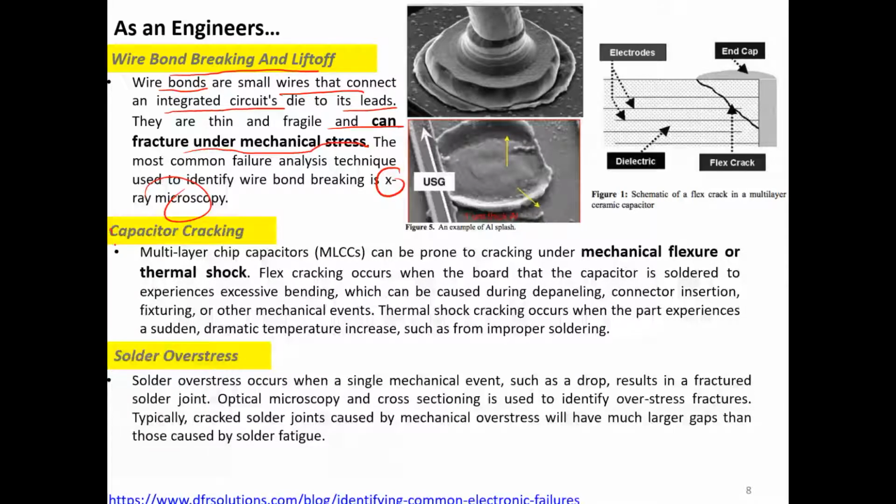And another one is capacitor cracking. So we have here an MLCC, multi-layer chip capacitor. It also can crack. It can also fail under mechanical flexure or thermal shock. For example, this is your circuit board, and we have some capacitors here. It's a ceramic capacitor, and you solder it here. Do some soldering. So what happened? What happened is flex cracking occurs when the board that the capacitor is soldered to experiences excessive bending.